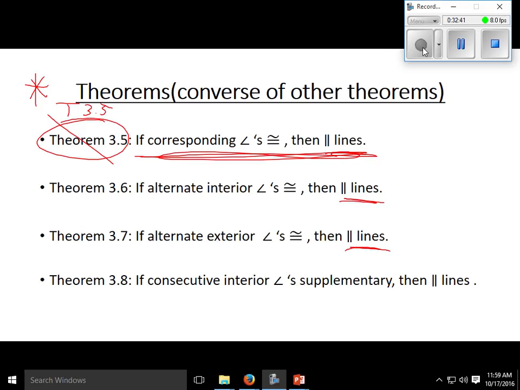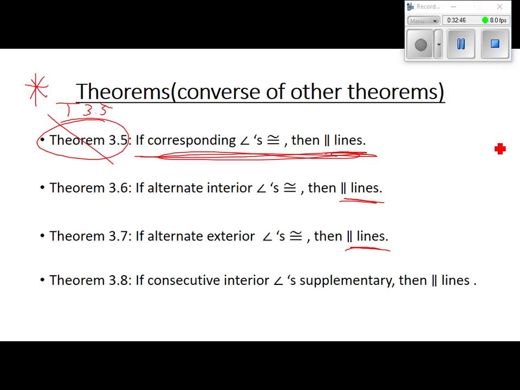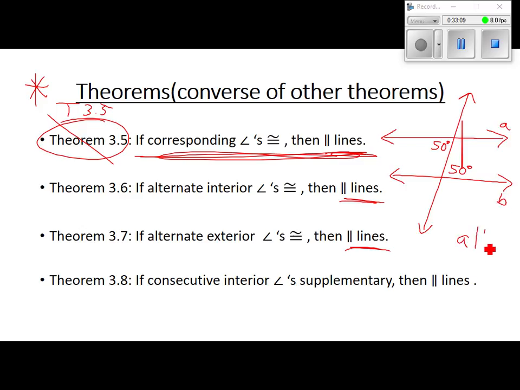These are all just the converse of those other theorems. So now instead of us looking at this picture and them telling us that these two lines are parallel, what they're going to do is say this angle is 50 degrees, this angle's 50 degrees. Are lines A and B parallel to each other? They're going to say A parallel to B, and they're asking you. And you got to give a reason. You got to say yes, no, why or why not.